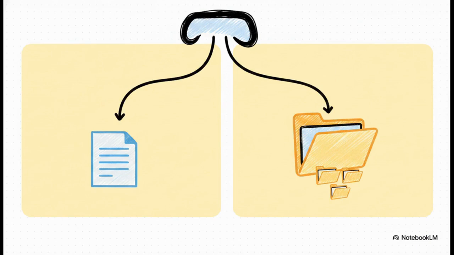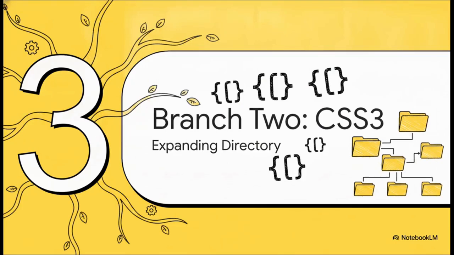And this brilliantly illustrates the architectural difference when you put HTML5 and CSS3 side by side. They're totally co-equal primary branches, right? But HTML5 operates as a singular, direct dependency. It's straightforward. CSS3, on the other hand, acts as a container for much deeper paradigms. It really reflects how styling and layout have evolved into a way more complex ecosystem over the years. Branch 2, CSS3, the expanding directory.